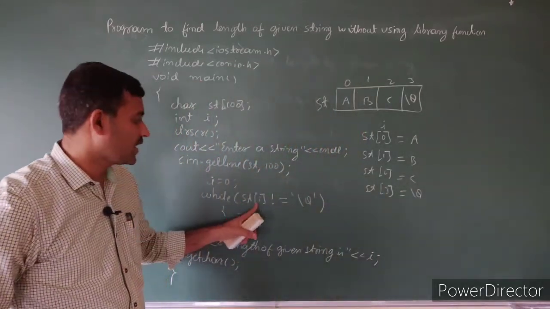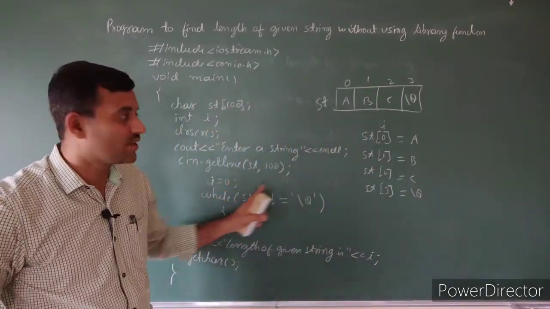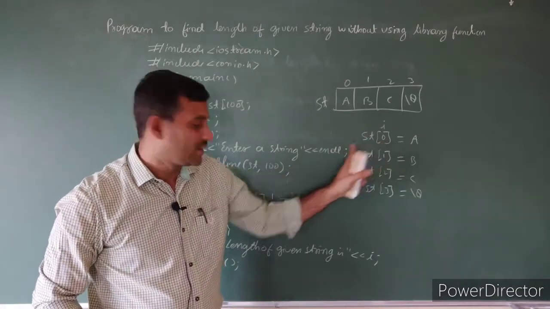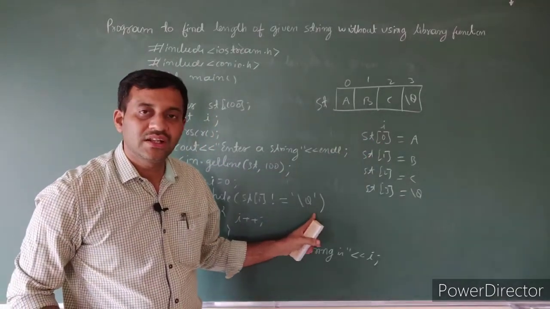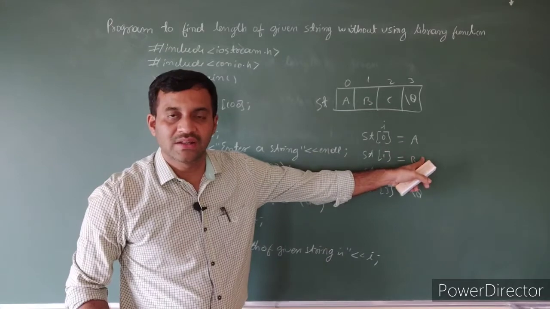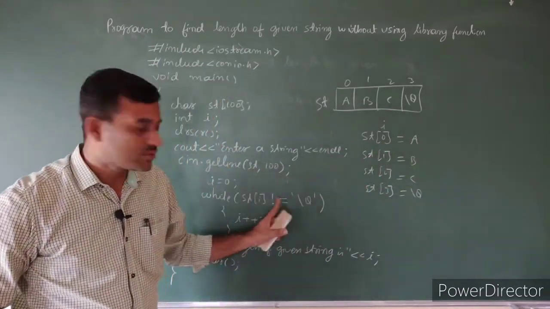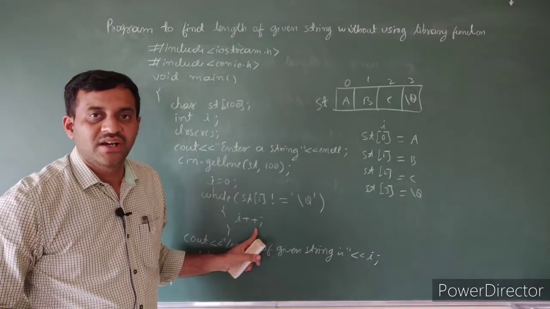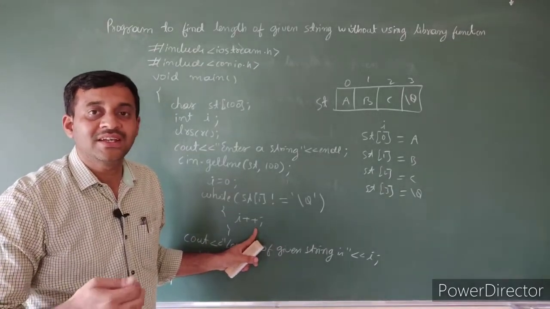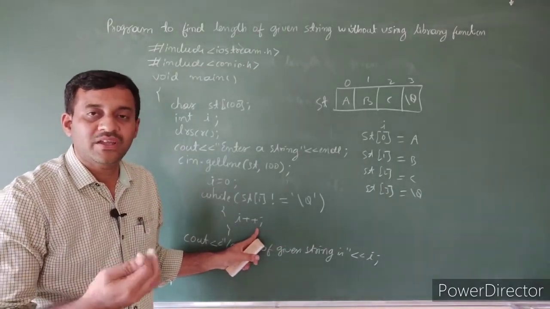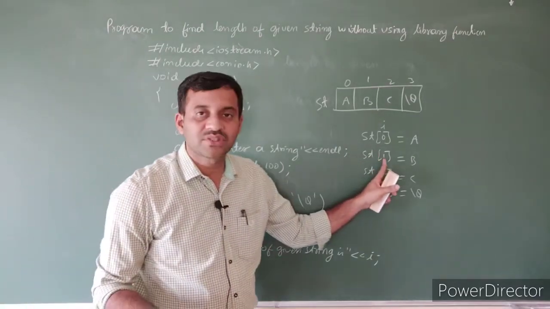First we have to access st of i. The i value is initially 0, that is not equal to null, because st of 0 holds A. The condition is true. i plus plus. Plus plus is an increment operator. It increments by 1. So the i value becomes 1.